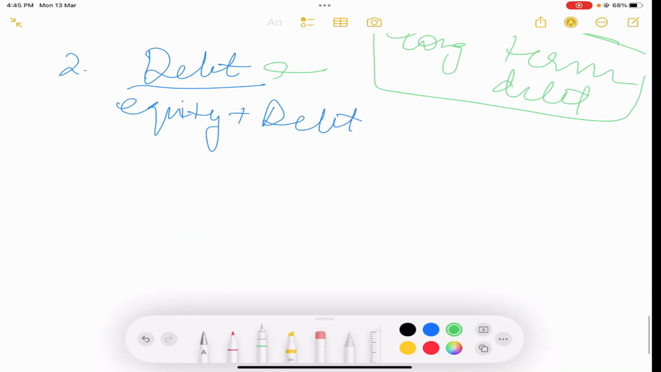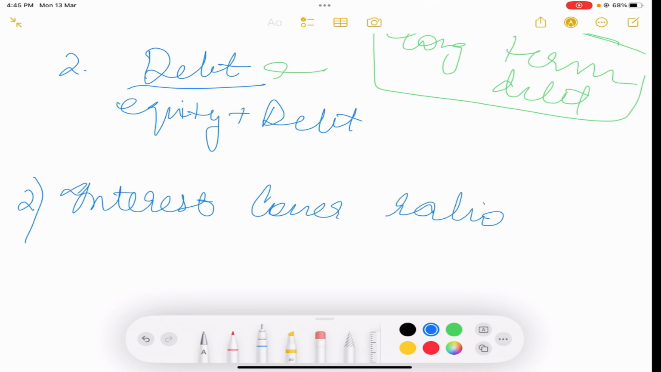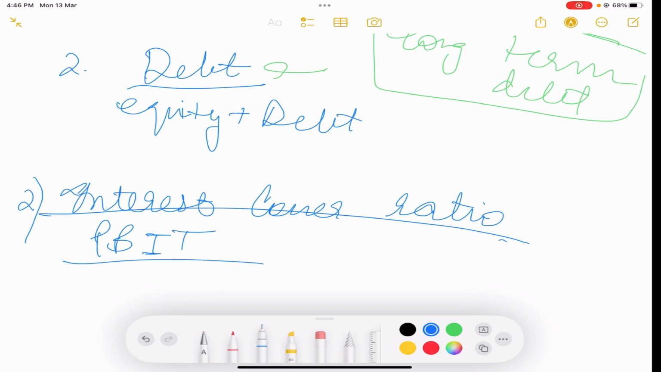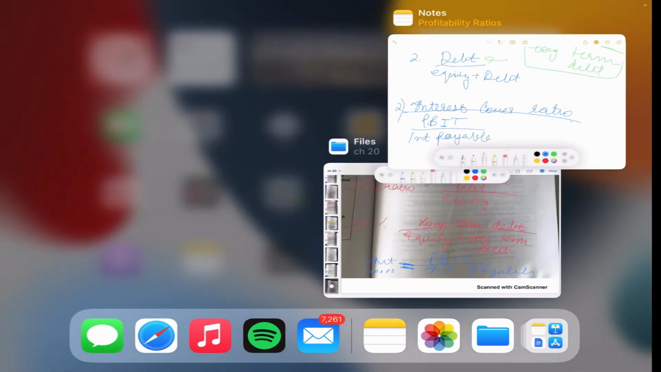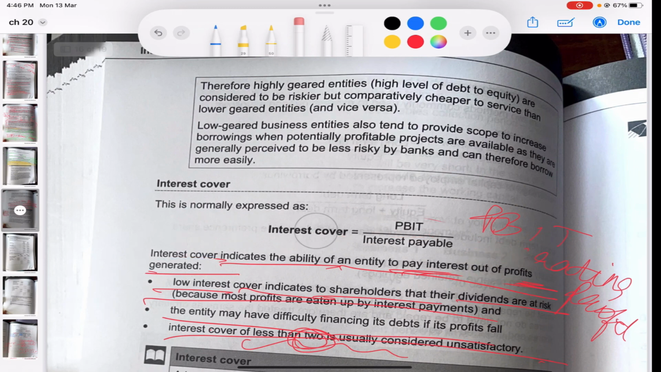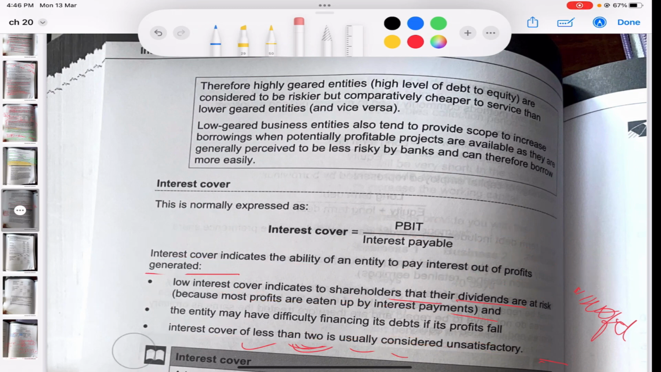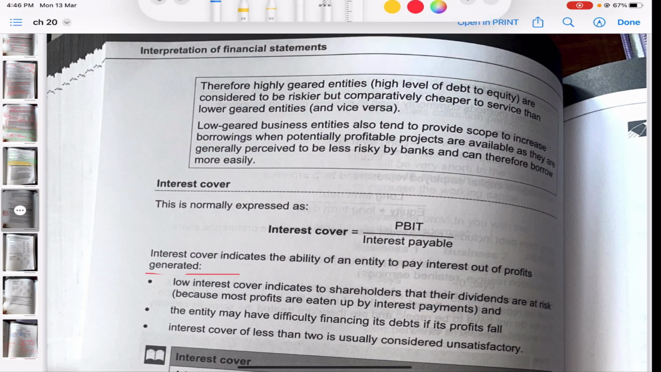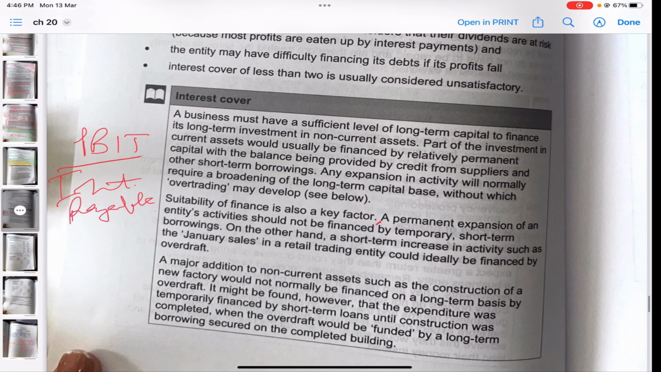And the second ratio is my interest cover ratio. What is the interest cover ratio? Profit before interest and tax upon interest payable. Let's quickly go back to my interest formula. This basically gives you the cover. Alright, just read it. It's very simple.